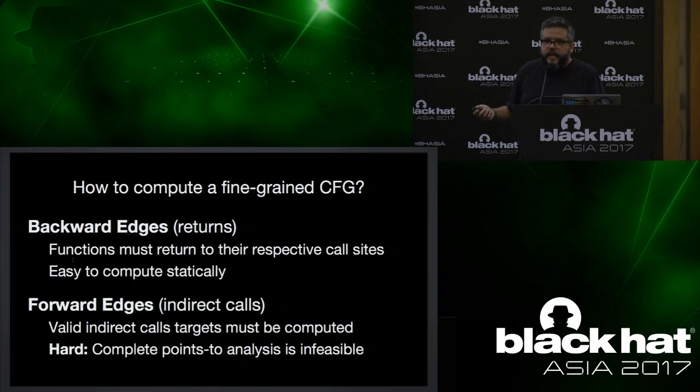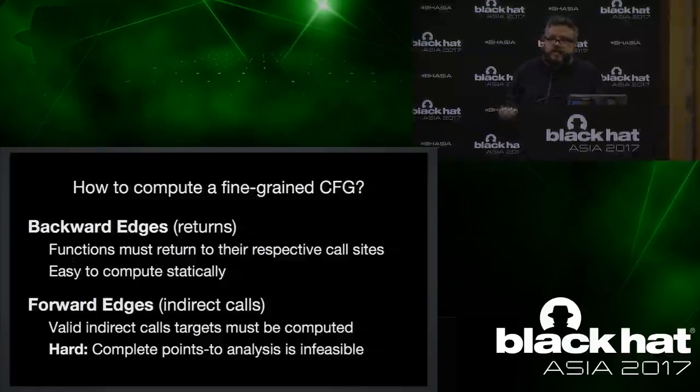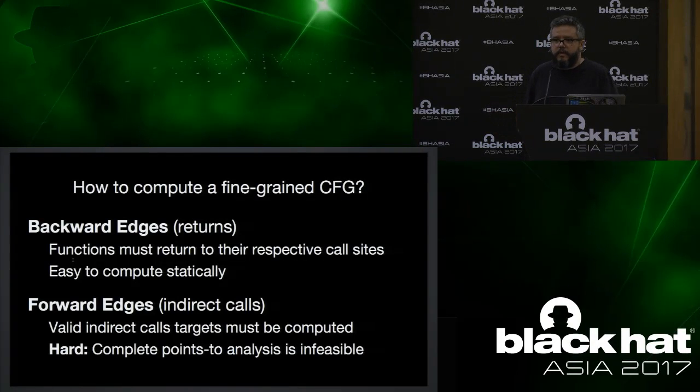But we also have the forward edges, which are the indirect calls. For these cases it's a little more complicated, because points-to analysis is a mathematically unfeasible problem, so it's incomplete. You cannot just look at the source code and say, oh, this function pointer will call these addresses. You cannot do that precisely.